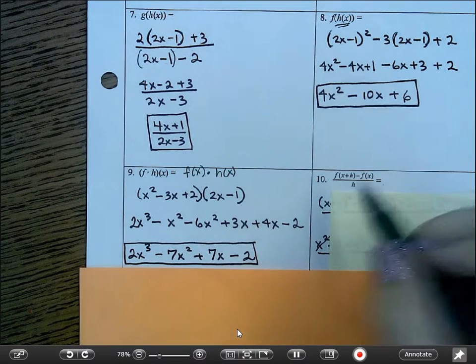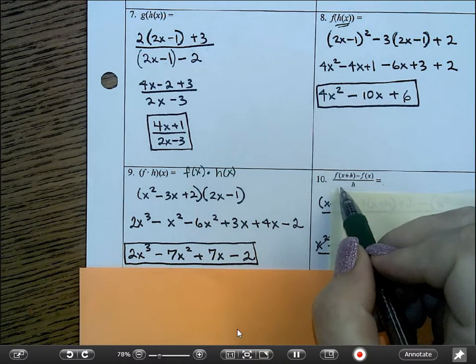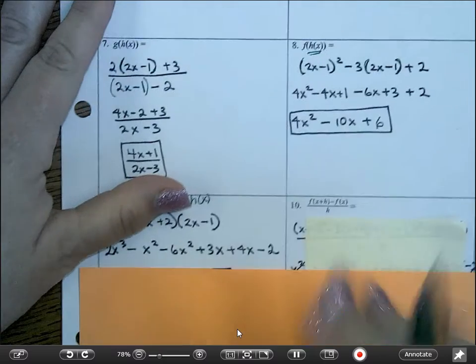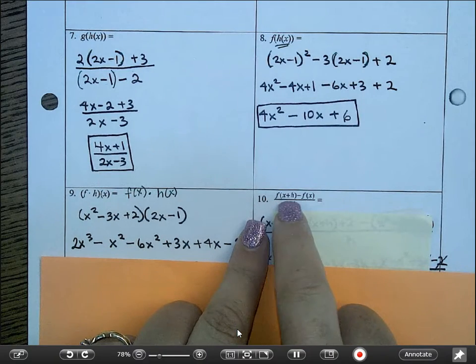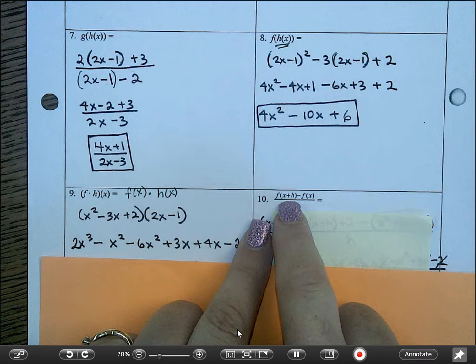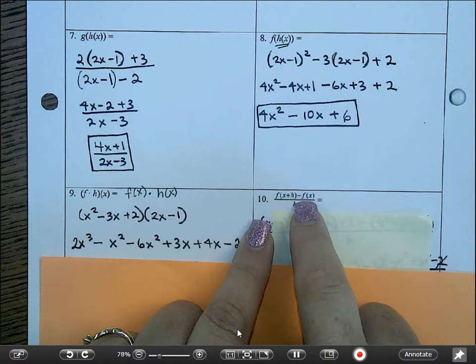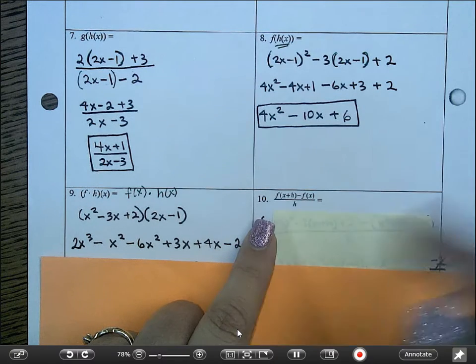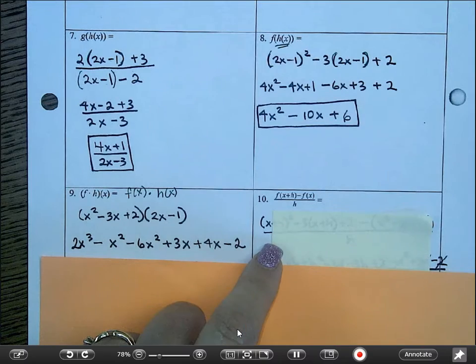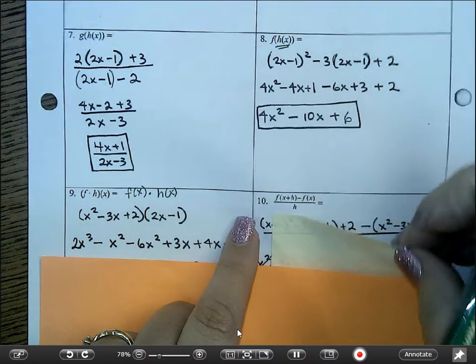All right, so remember this type of example from your notes. It says in the f function, you are going to replace all of the x's with x plus h, and then you are going to subtract f of x. And that can be kind of long. So do that first and then come back and we'll divide by h.